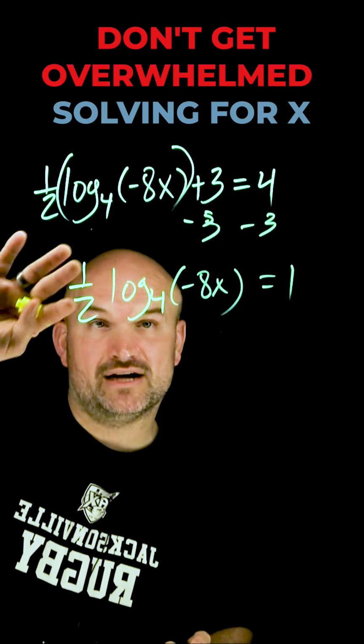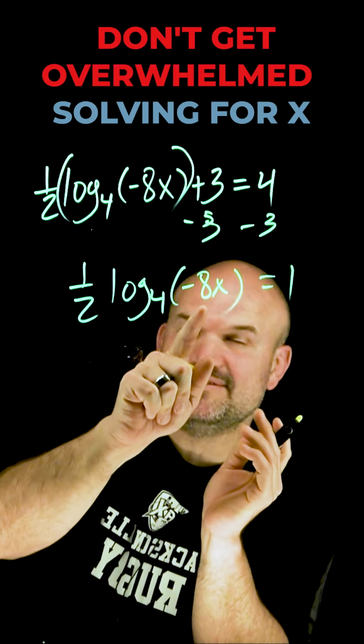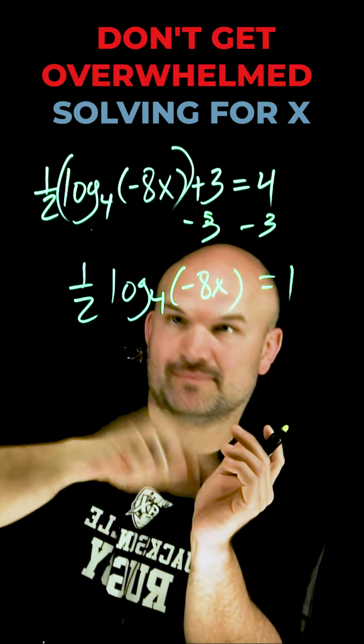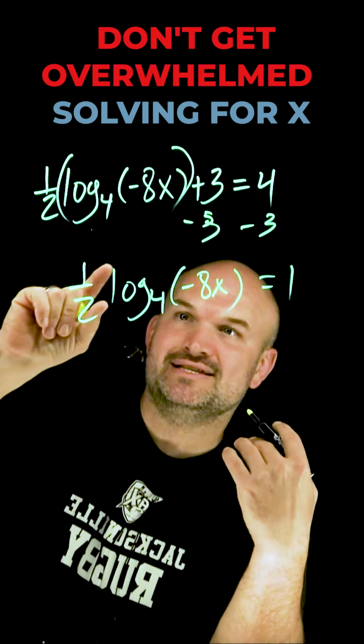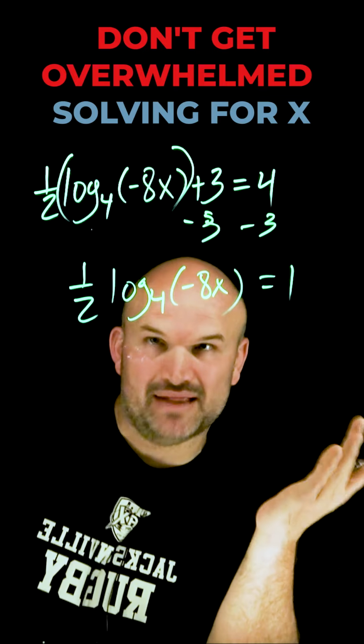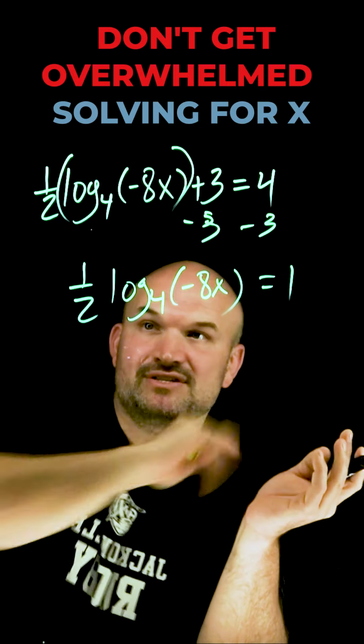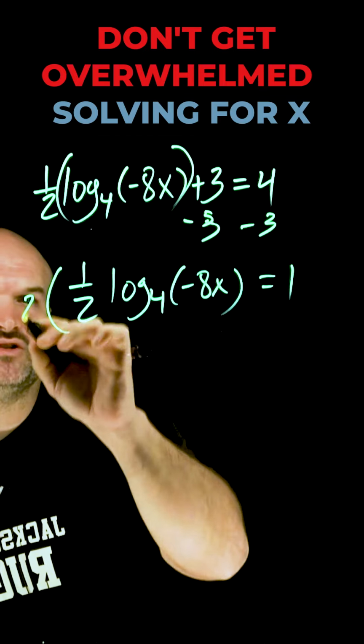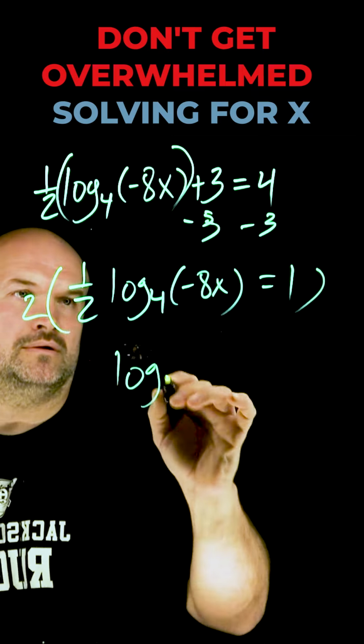Now we're going to get rid of the 2. I can't get rid of this negative 8x because it's inside of the logarithm. But I can't undo the logarithm till I get rid of everything that's being applied to it. That's why we got rid of the 3 first. Now we're going to get rid of the 1/2 by multiplying everything by 2.